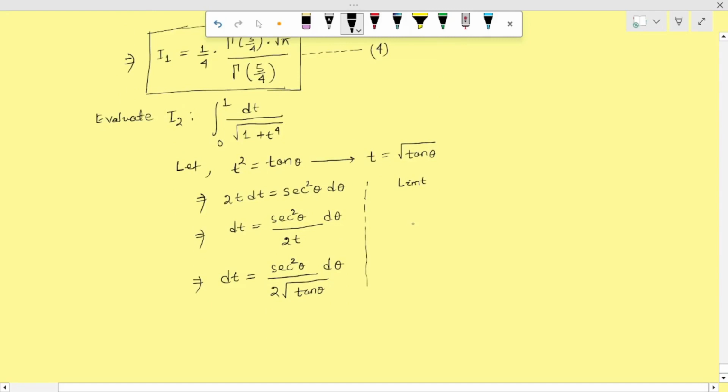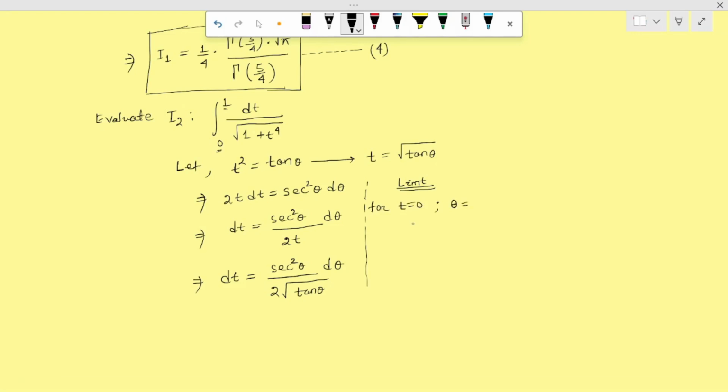Now we need the new limit here. Here t equals root over of tan theta, or t square equals tan theta. For t, the lower limit was 0 and the upper limit 1. So for t equal to 0, theta will be equal to how much here?